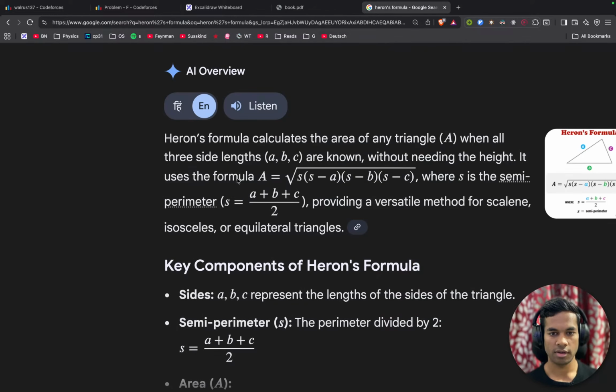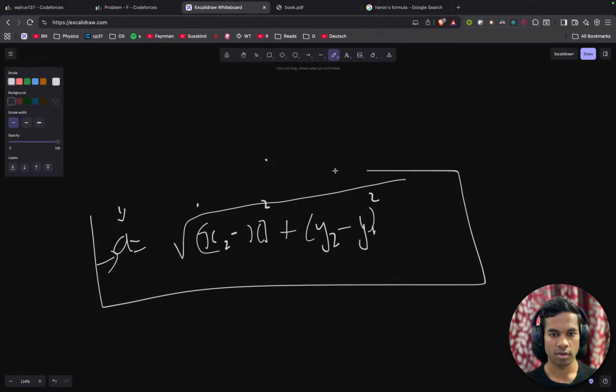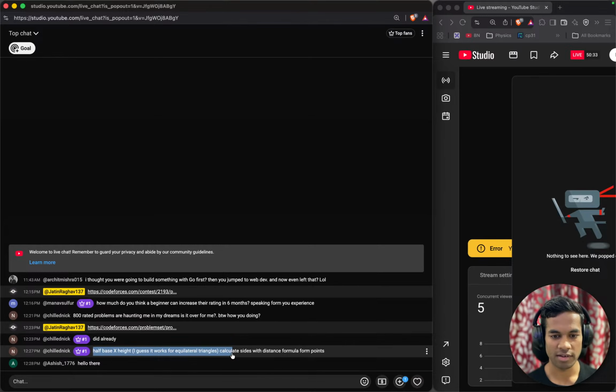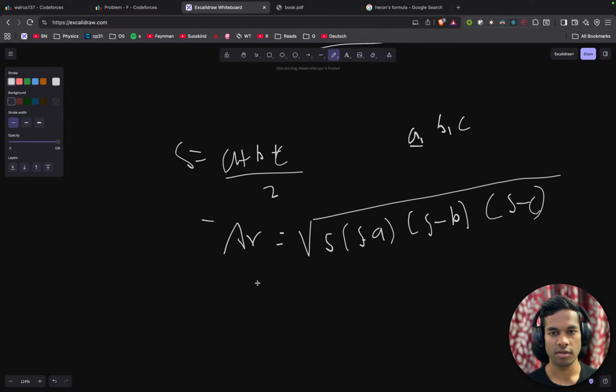And calculating this S is not very cool. We have to apply this formula 4 times, once for each side. Half base times height. Yes, half base into height. I guess it works for triangles. Calculate sides with the distance formula from points. Yep, sides with this.